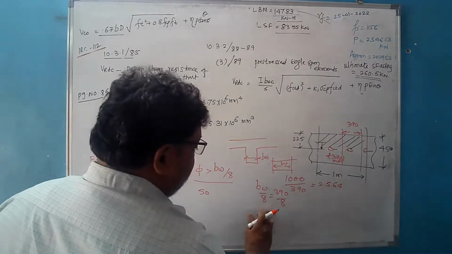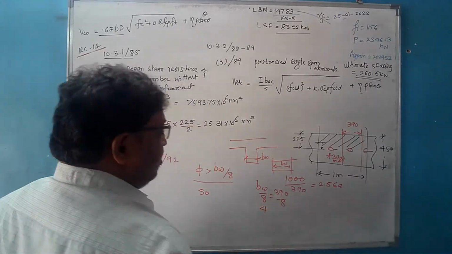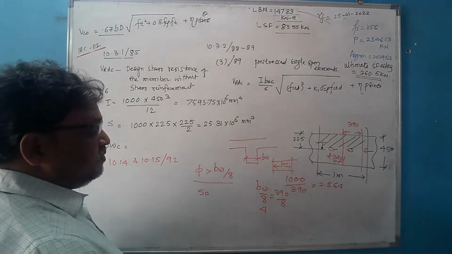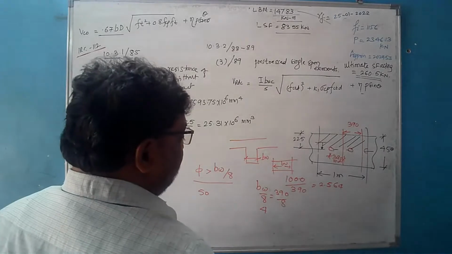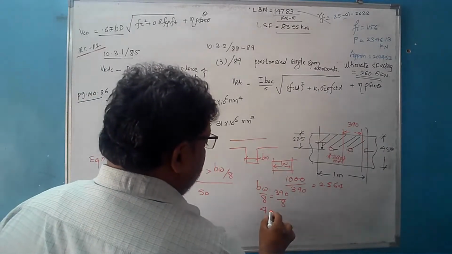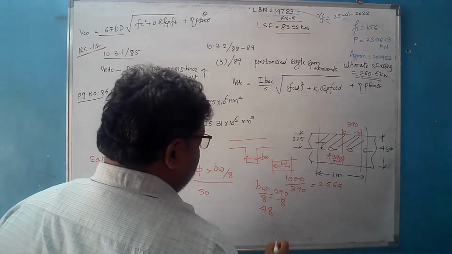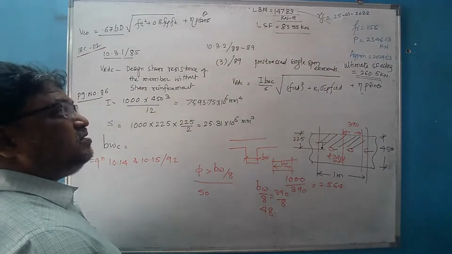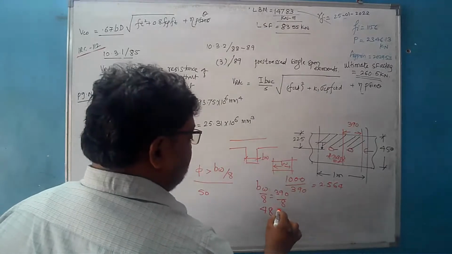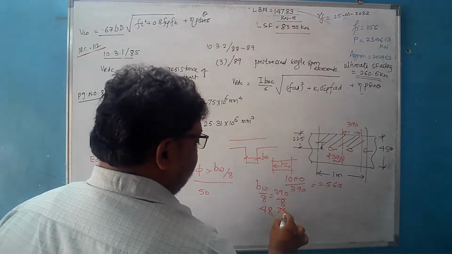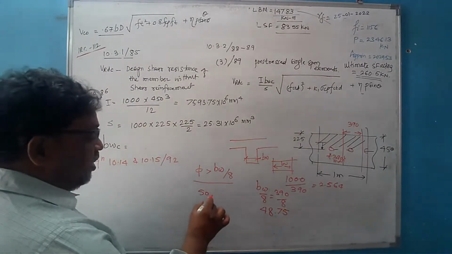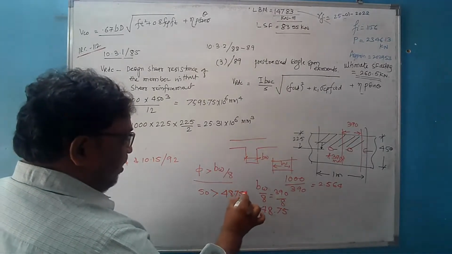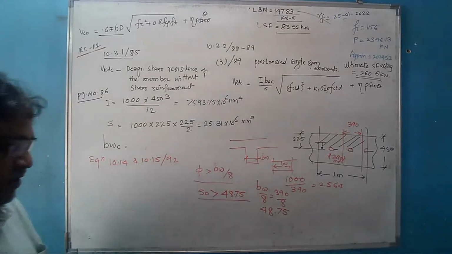8 चौक 32। कितना बच गया? 70, 8 64, 6 60, 8 7 56, 4 5। So this 50 is greater than 48.75 and we have to consider the deduction.